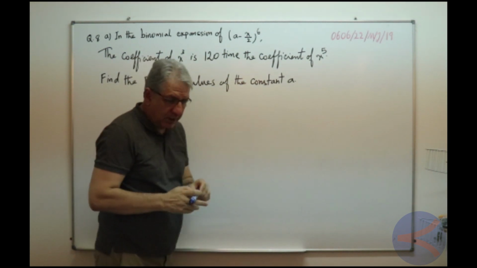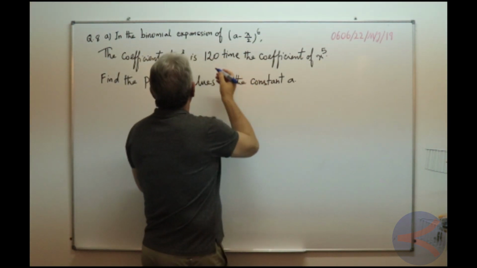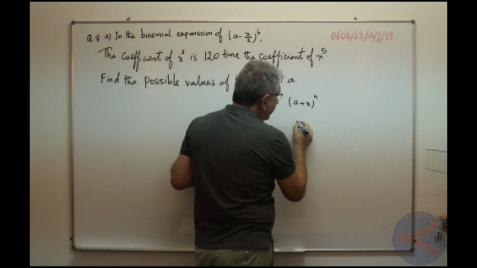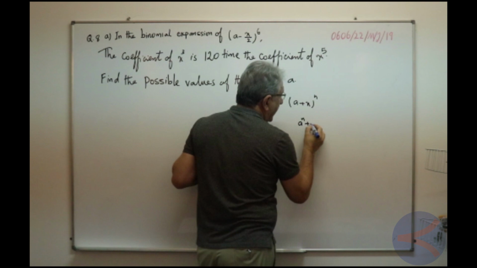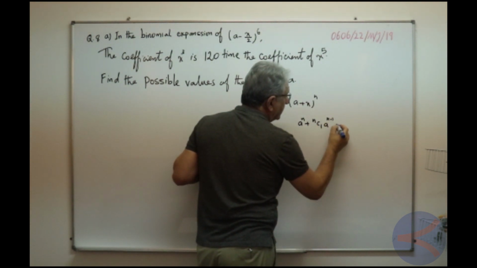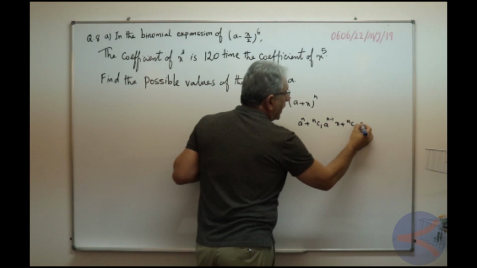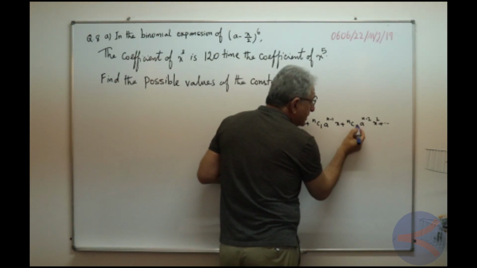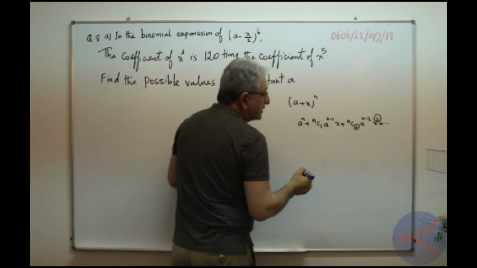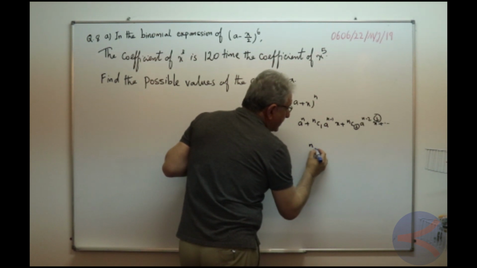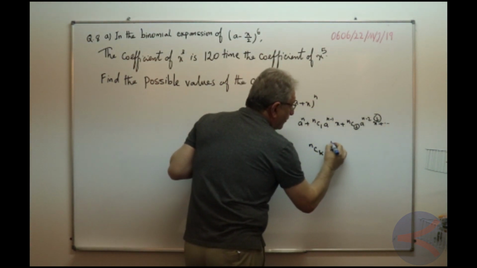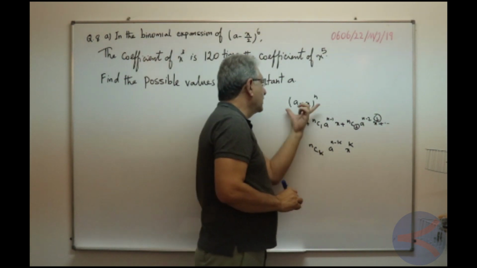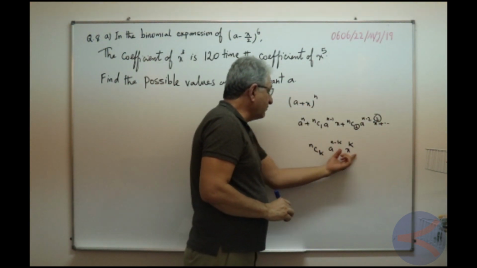First of all, a brief reminder of the binomial expansion. If you have (a + x) to the power of n, the expansion is a to the power of n plus nC1 a to the power of n minus 1 x plus nC2 a to the power of n minus 2 x squared, and it goes on like that. Always the number here and this power are the same. In general form, any term is nCk a to the power of n minus k and x to the power of k. So every term will be like this.